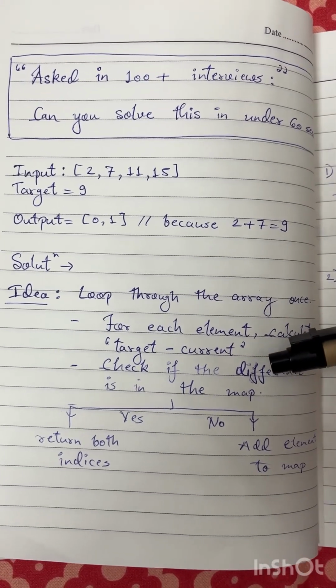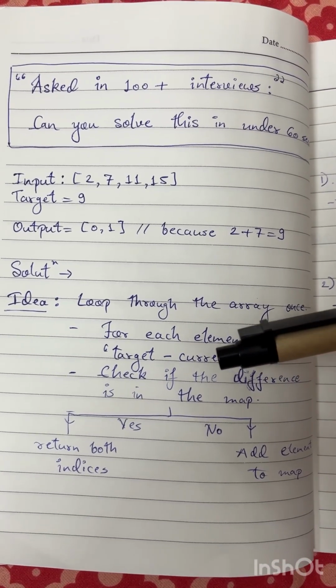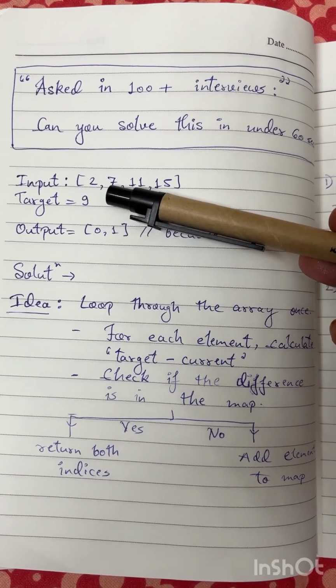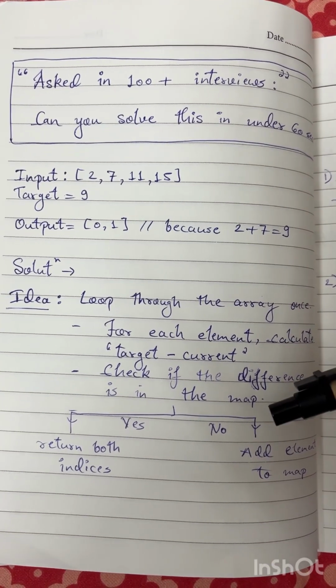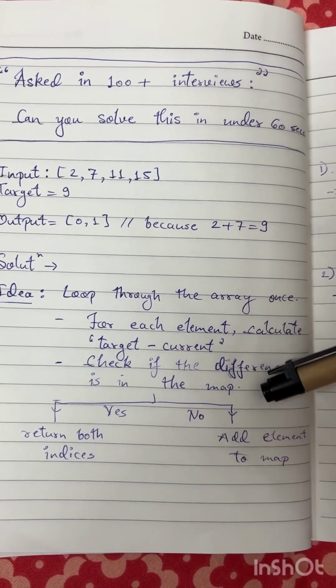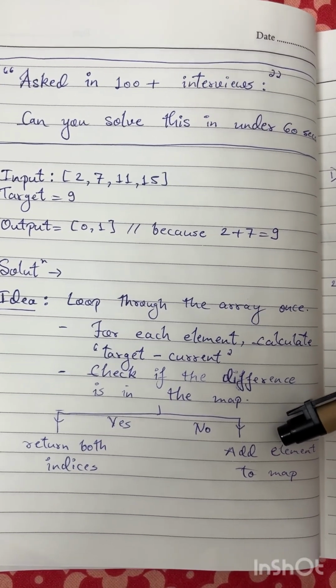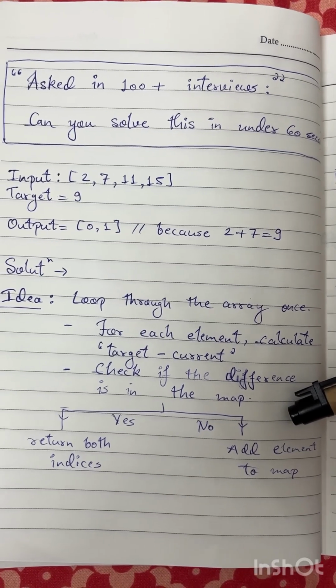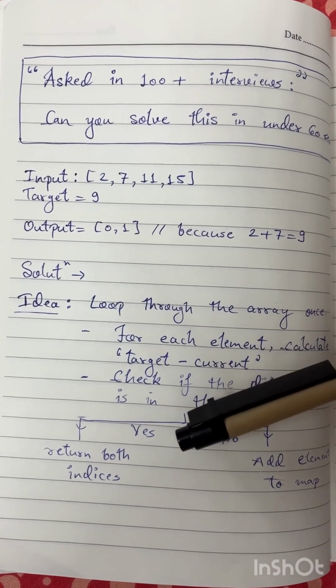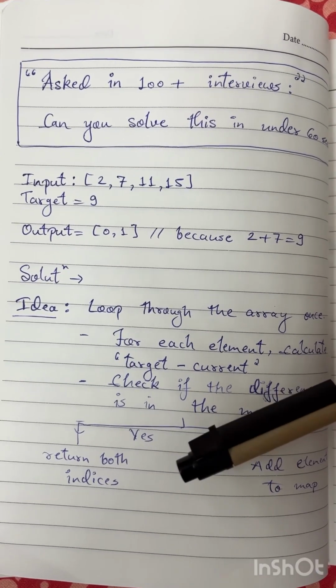So here we need to calculate the difference of target and each element as we traverse through this array and check if this difference is in the map. If the difference is not present in the map, then we simply add that current element to the map, and if the difference is already present, then we return both indices.